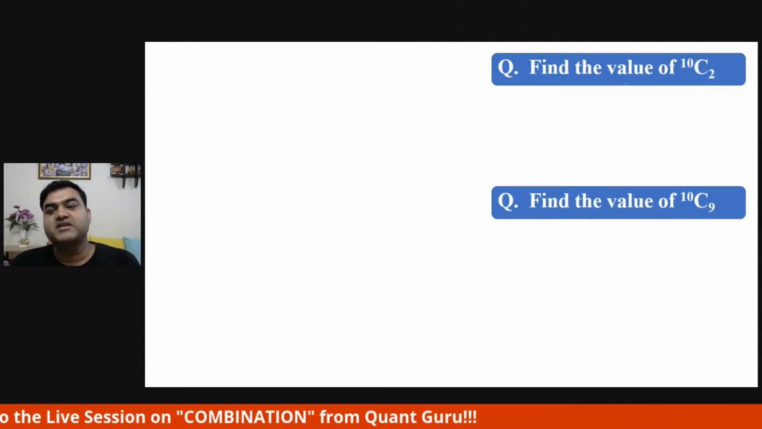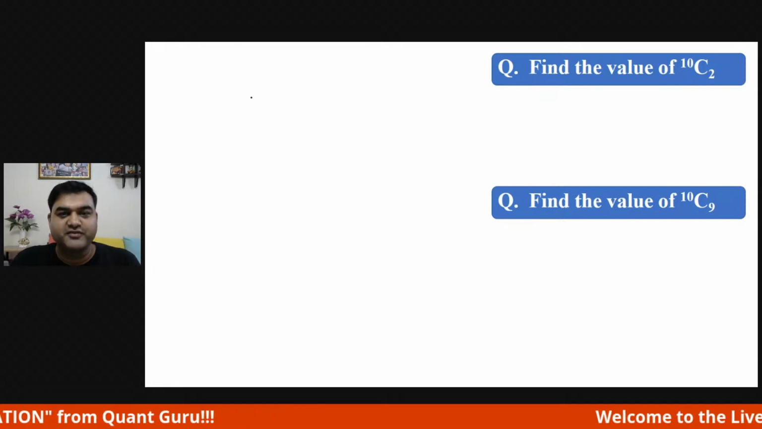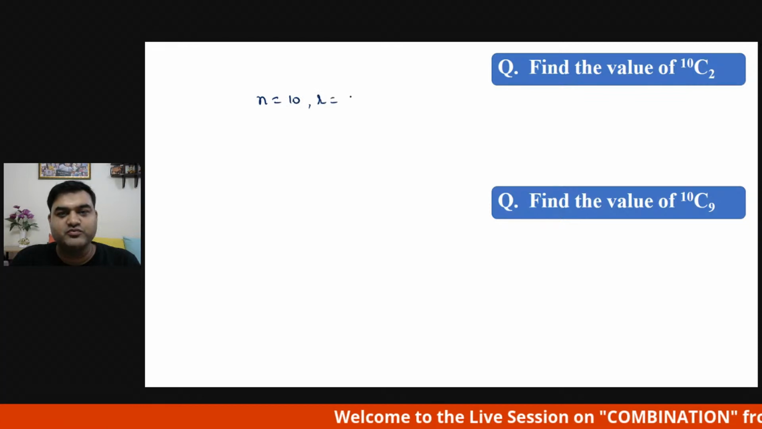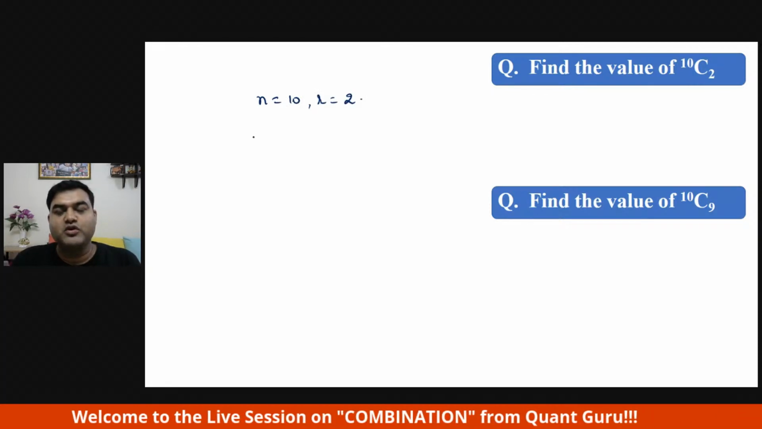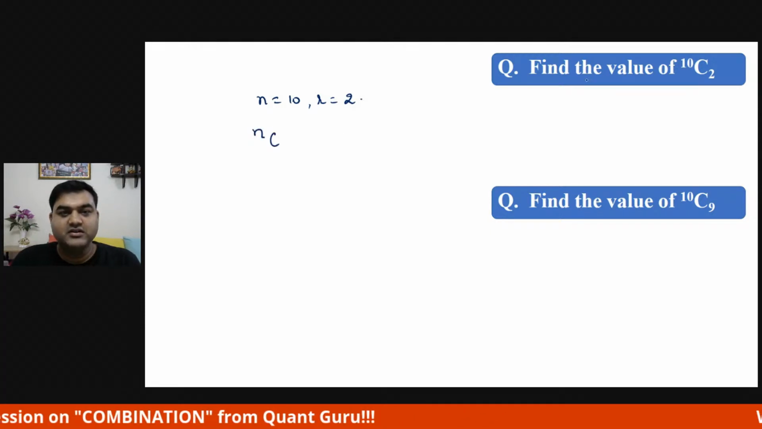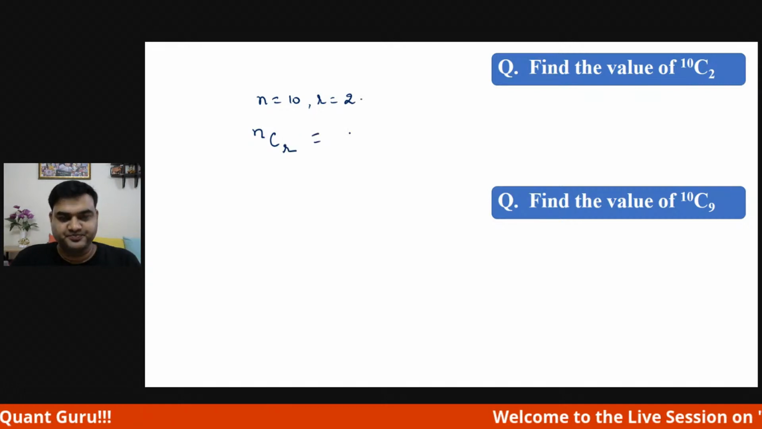Find the value of 10C2. So what is the value of n in this? n is equal to 10 and r value is equal to 2, isn't it? So question number 1, they are asking find the value of. Find the value of means they are asking NCR, right? NCR.